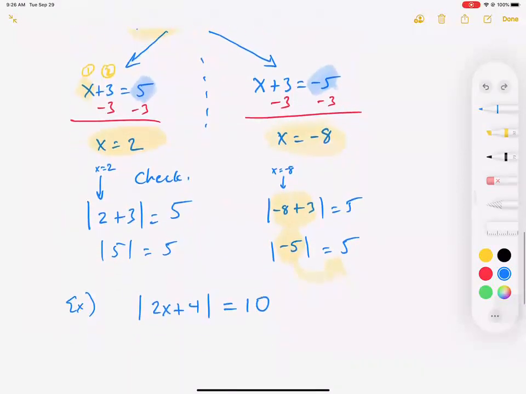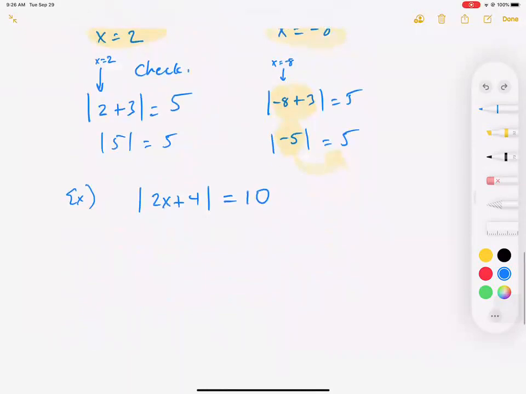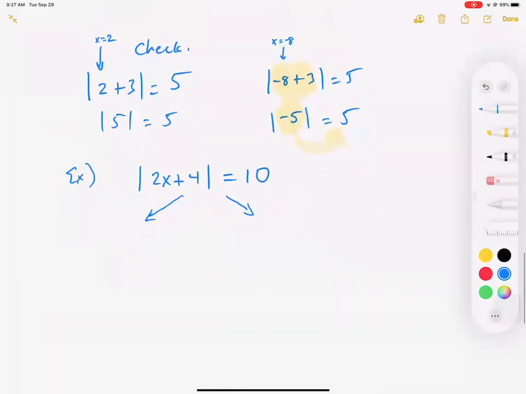I want you guys to rewrite the problem without the absolute value. So go ahead, take the first step. You guys take a look at your notes. Exact same steps as before.